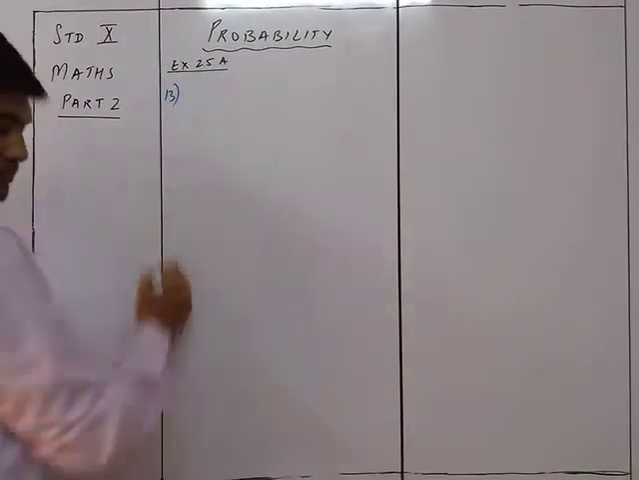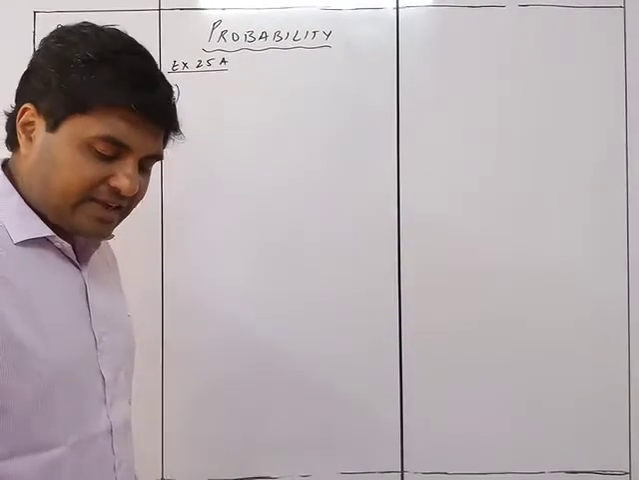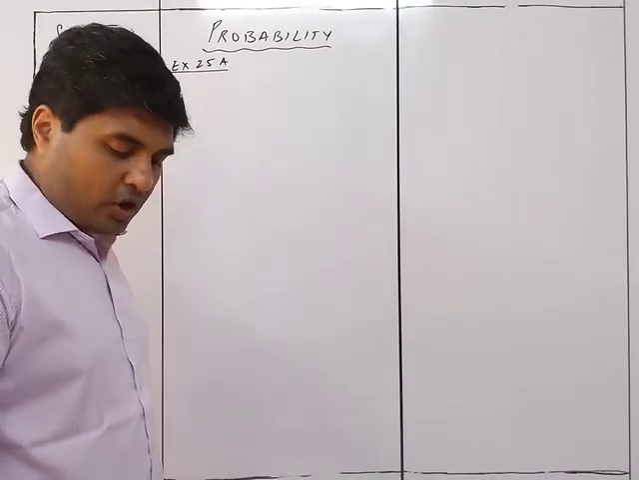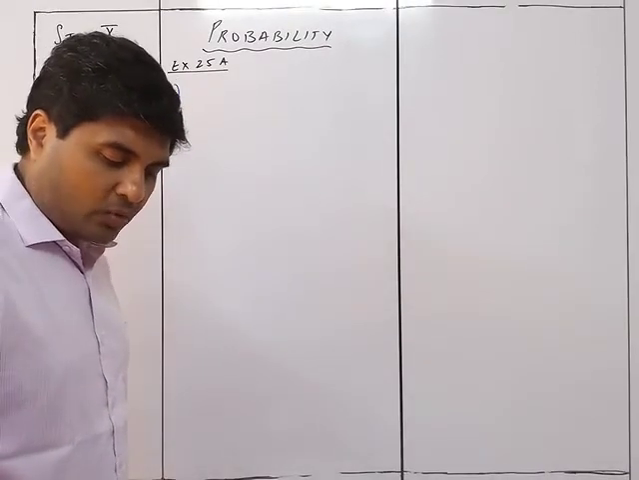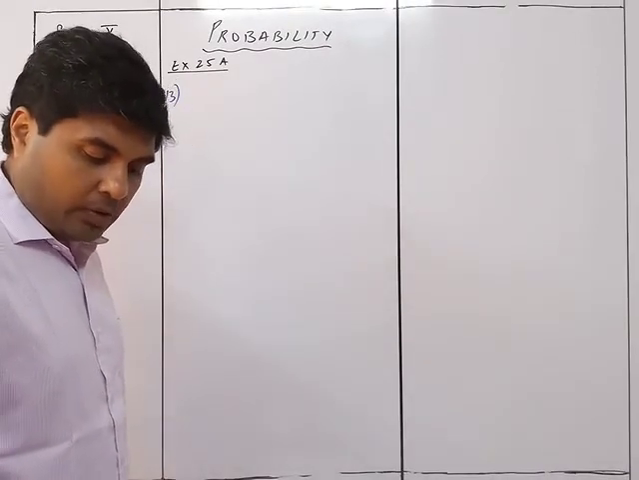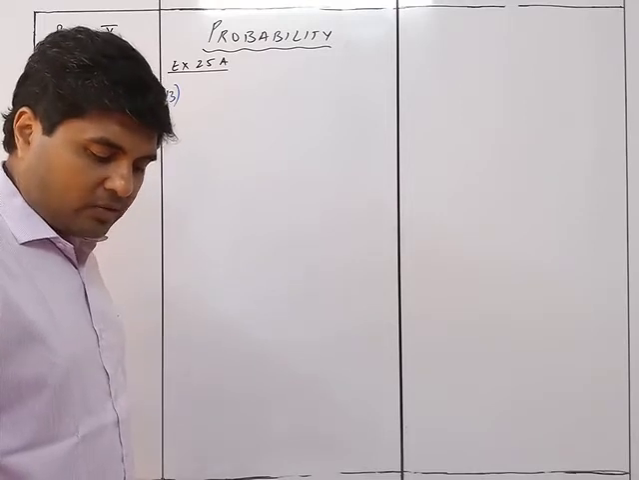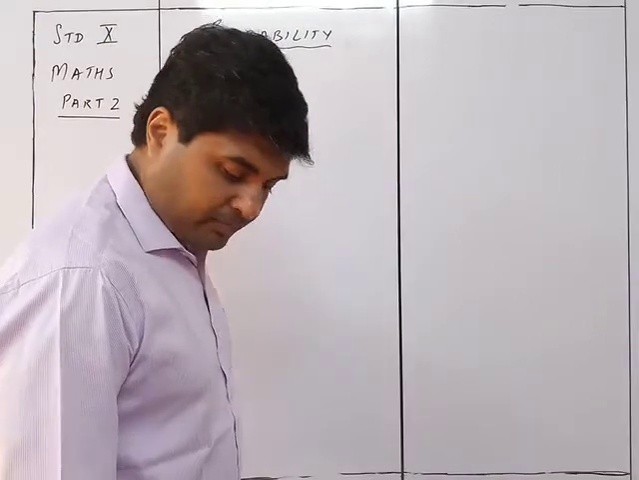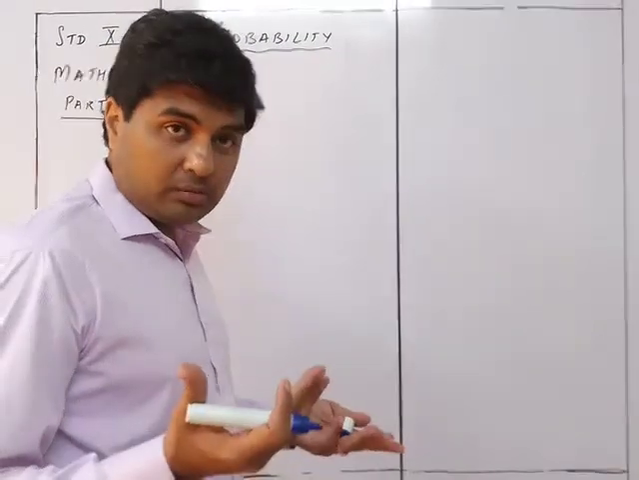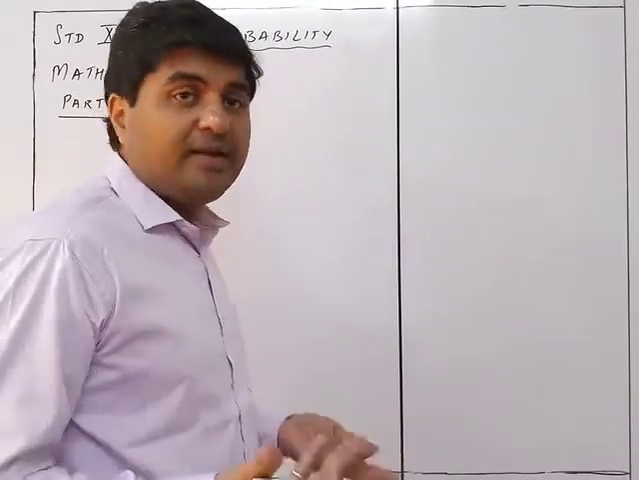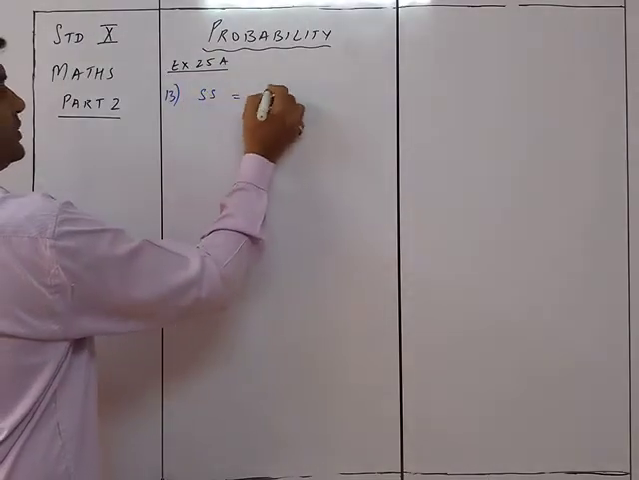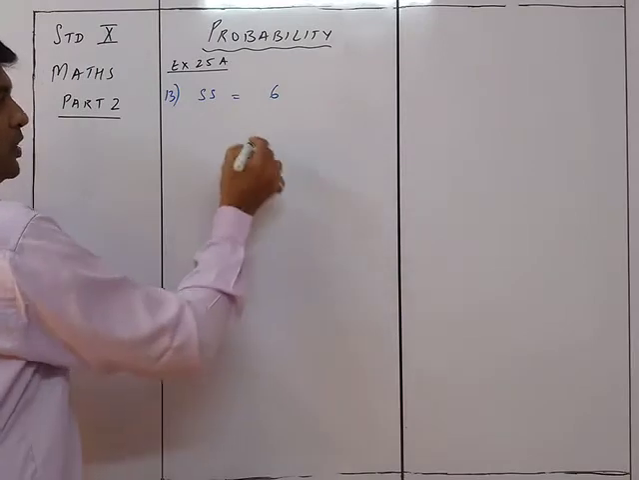Sum number 13. A bag contains 6 identical black balls. A child draws one ball from the bag without looking into it. What is the probability that he takes out a white ball? So there are only 6 black balls. So what is the probability you get a white ball? Pagal man hai. White ball hai hi nahi to niklega kahan se? So it's a simple thing that sample space is equal to 6. There are only 6 balls.